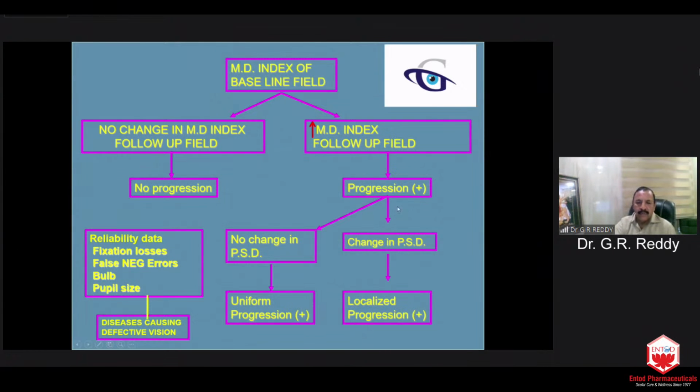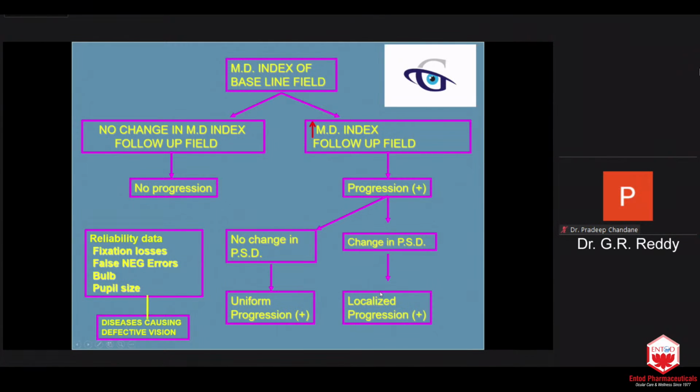due to glaucoma. If there is no progression and no change in PSD, that means it is a uniform progression, mostly due to cataract. If there is a progression with change in mean deviation, that is irregular loss, that is a localized progression.